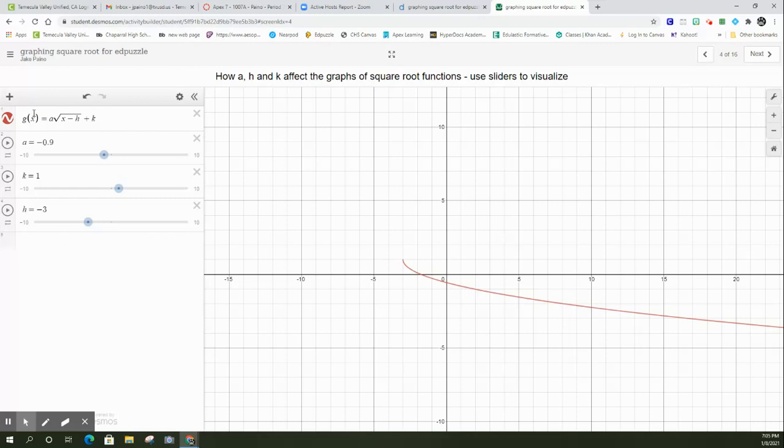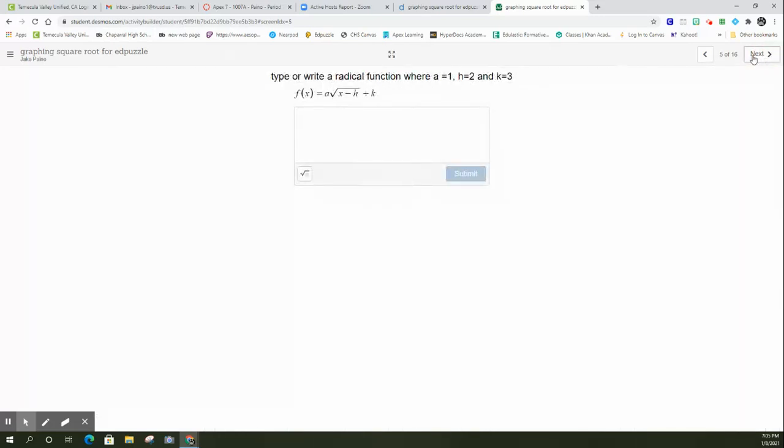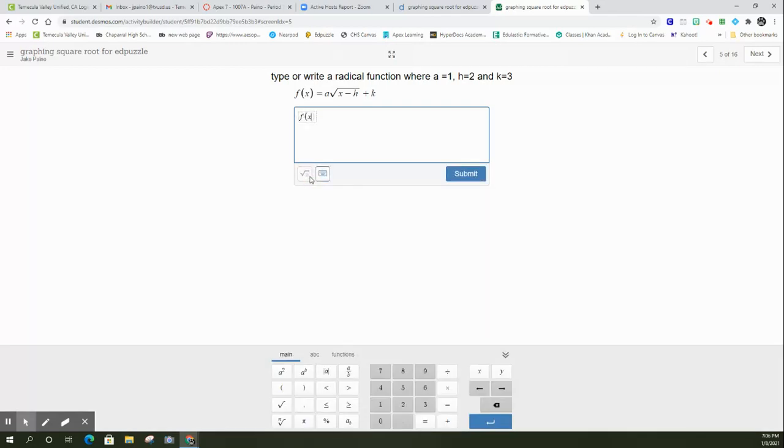All right, so now let's get to some work here. So type in the radical function where a equals 1, h equals 2, and k equals 3. So right now, go ahead and select the right answer. The correct answer would be f of x equals, a is 1, so I do not need to type it, square root of x minus 2, and outside the radical sign will be plus 3. So that was the correct answer to that one.